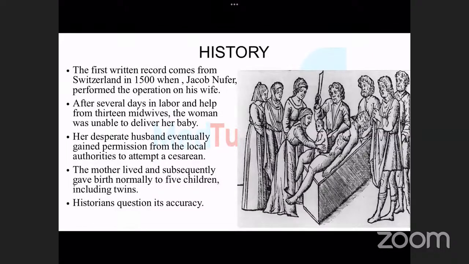The first written record of cesarean section comes from the land in the year 1500, when Jacob Nufa was said to have performed cesarean section on his wife. After several days of labor and help from 13 midwives, the wife was unable to deliver. A desperate husband eventually gained permission from the local authorities to attend the cesarean section. And the woman lived and subsequently gave birth normally to 5 children. It is doubtful now. That is just another far-fetched story.